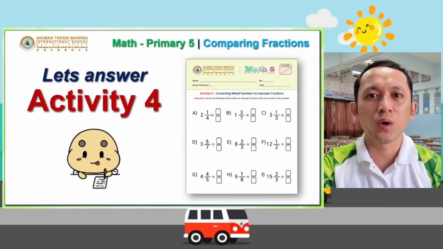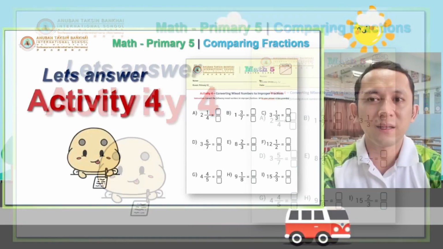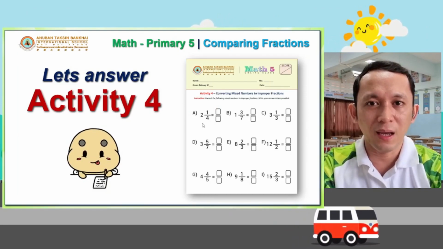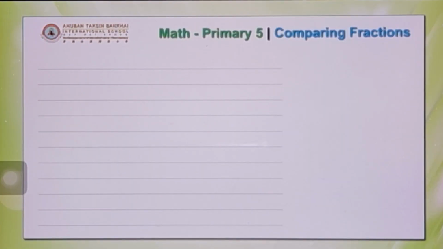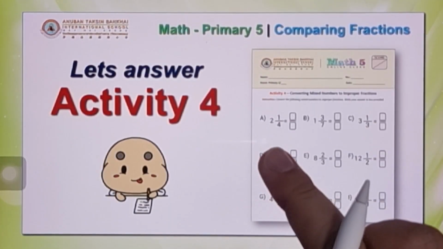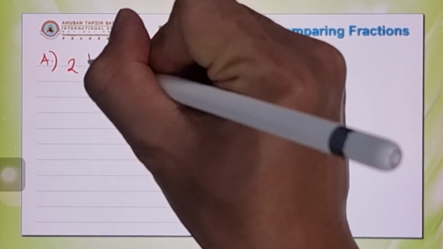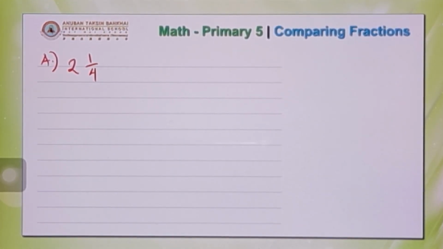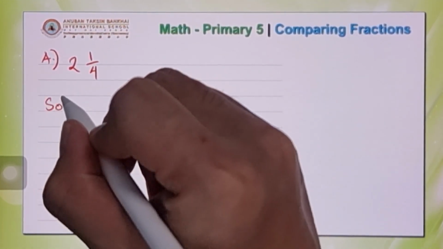Let's answer now our worksheet number 4. Please get your worksheet number 4, and still we have letters A to I, so that's 9 items. And let's answer first letter A so that you will have a basis on how to answer this one. So now let's discuss worksheet number 4, letter A, that is 2 and 1 over 4. Let's convert this into improper fraction. That's very easy. So let's write our solution here.